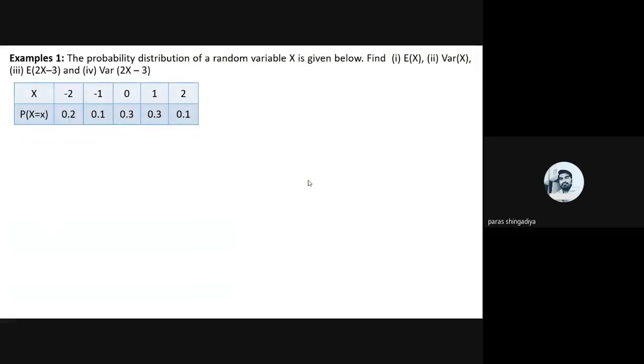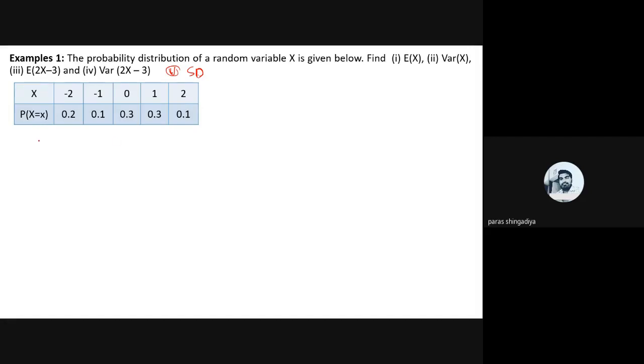And let us use this formula for one example. For the given probability distribution data, find E of x, variance of x, E of 2x minus 3, and variance of 2x minus 3, and let us add one more, also find the standard deviation. If you observe this data, it satisfies the probability function condition: 0.2, 0.1, 0.3, 0.3, 0.1 sum to one, and all the probabilities are between 0 and 1. So clearly it is a probability function.